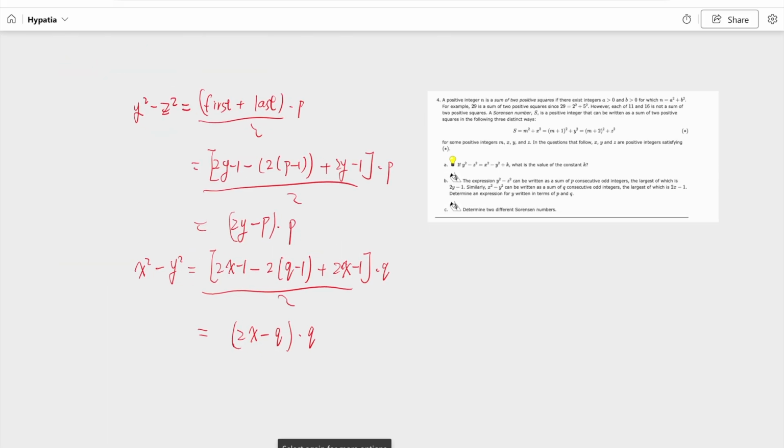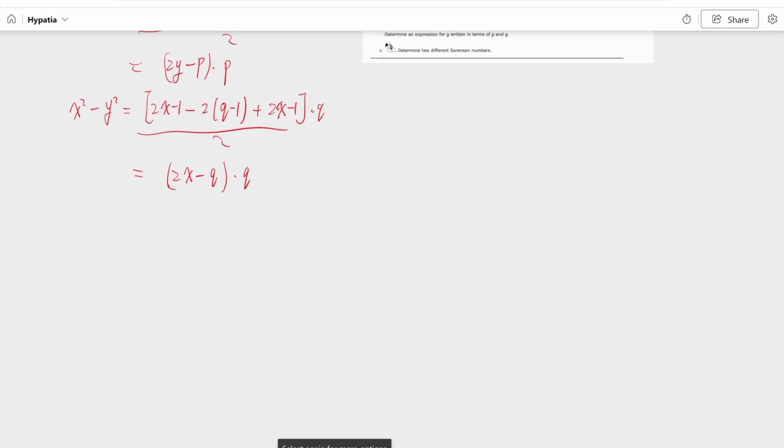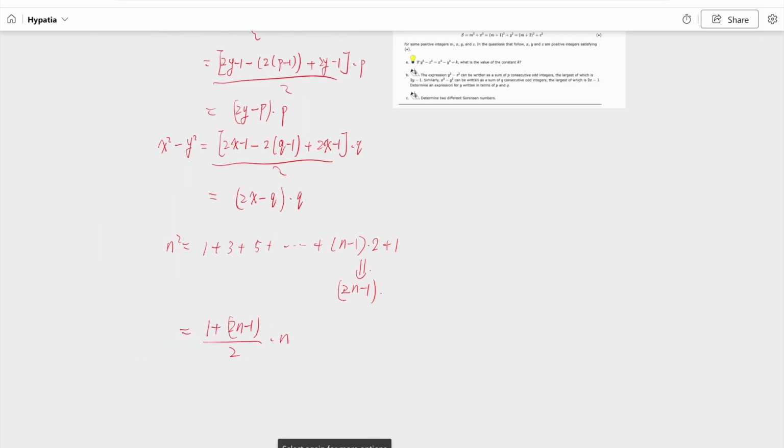Next step, we're going to introduce something really critical and important. We write n squared equal to 1 plus 3 plus 5, the consecutive odd integers, plus the last number. After simplifying, we can get our last term as 2n minus 1. Write it in the general term formula, we get 1 plus 2n minus 1 bracket over 2 times n, and then simplify again, we get n squared.